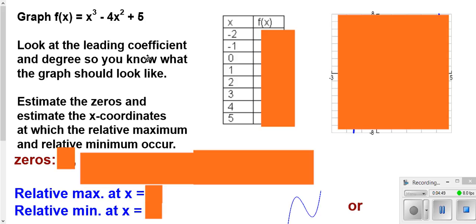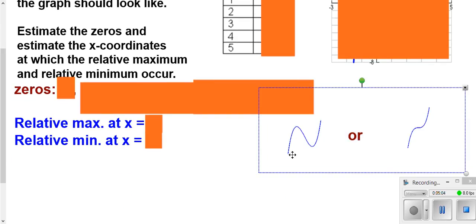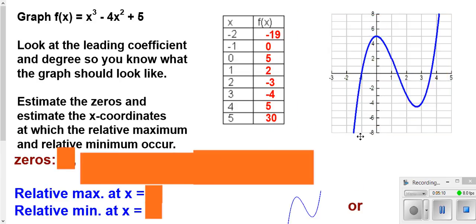So, same idea on this one here. We need to estimate our zeros, but we also want to look for the x-coordinates of our max or min. It's an odd degree with positive in front, so we know this is going to be our basic shape right here. So we need to make a t-chart till we get that basic shape, and then we're going to plot those points. We get our basic shape looking like this.